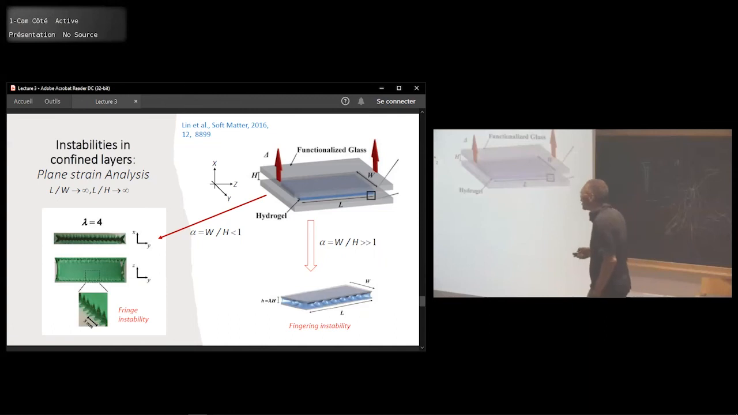Right? So that's the reason why I was so excited seeing this paper, because I wanted to come here to give this example, and I don't know whether such an experiment exists, okay? So again, when this is large, large aspect ratio, W over H is very large, you see this fingering instability, okay? When W over H is relatively small, you see, again, the so-called fringe instability that you see here, and in this case, it happens along this edge, right? Y is this direction, okay?